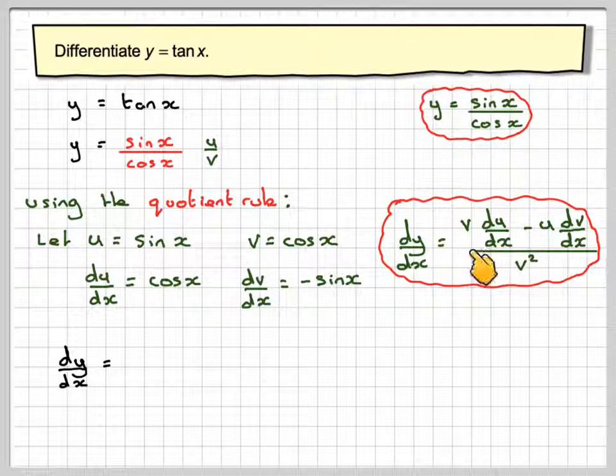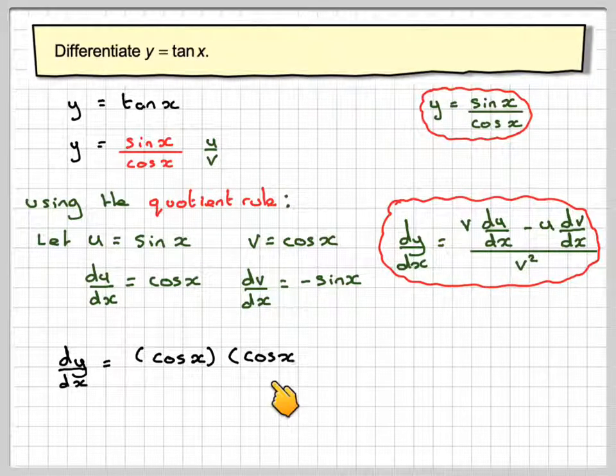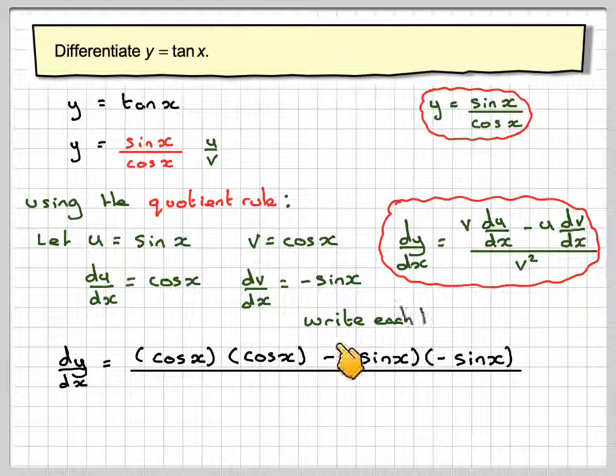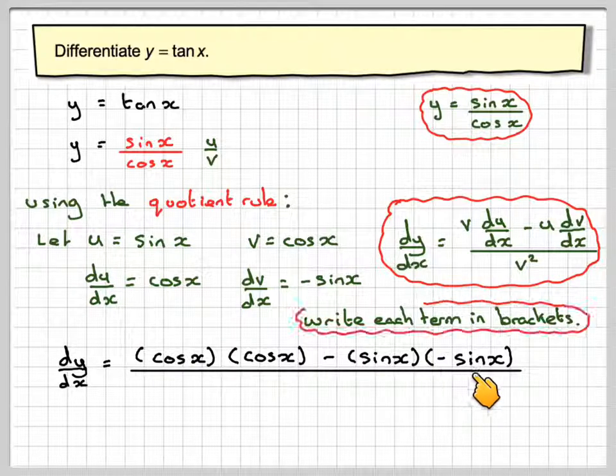So we've got v, which is cos x. And then make sure you put this bit into brackets. So du by dx, which is cos x, again putting it in brackets, a minus sign, because the formula is a minus sign, times u, which is sine x, times dv by dx, which is minus sine x, over, so again, just to emphasize, write the top term all in brackets, over v squared, which is cos x, cos squared x.